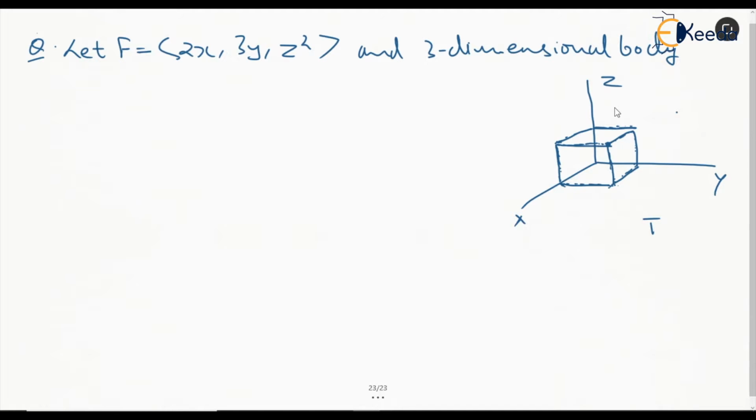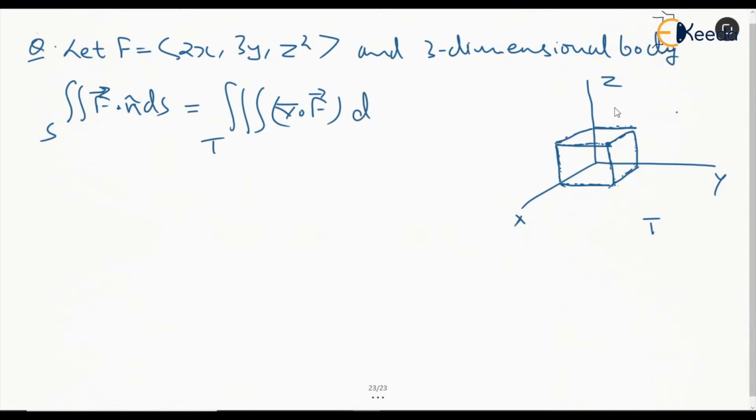And what we have to do is find the surface integral of f dot n ds for the surface of this body, right? We have to find the surface integral of this vector. Now, of course, we can do it using Gauss's divergence theorem, and it says we can find the volume integral for the divergence of this field. So let's see what is divergence here first.